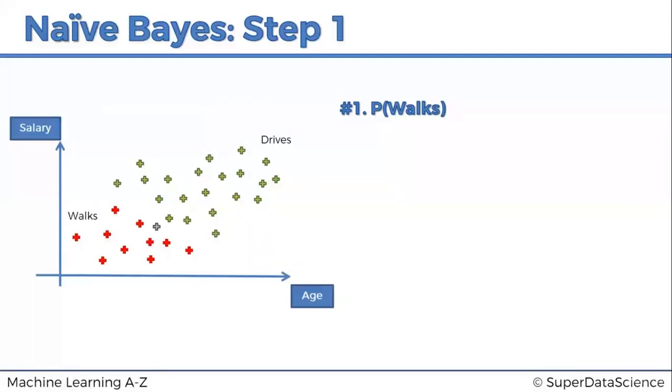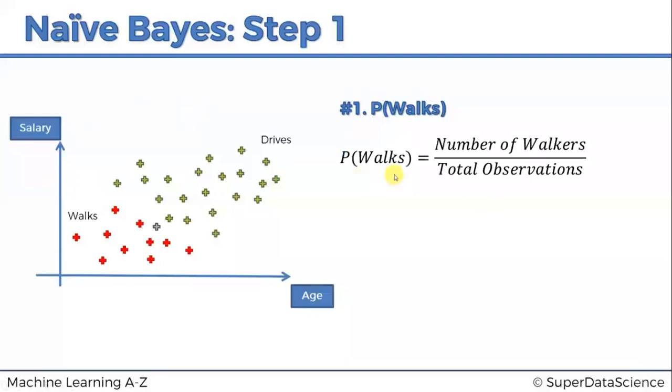What is the probability that this person that we're adding to our database walks to work? Well, it's very easy and straightforward. From here, we don't have much choice. The only thing that we can do is calculate the number of red observations, the number of people that actually walk, and divide by the overall number.